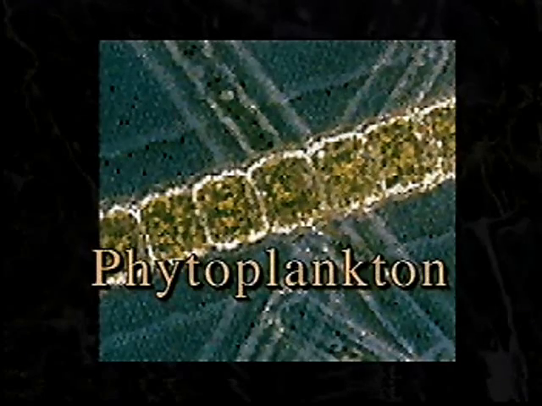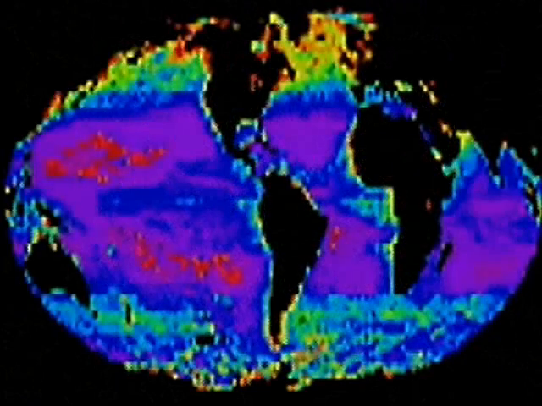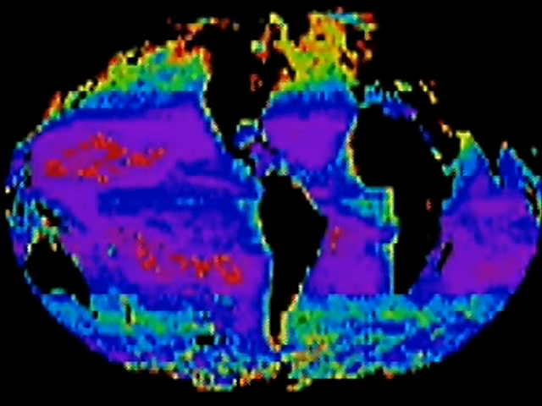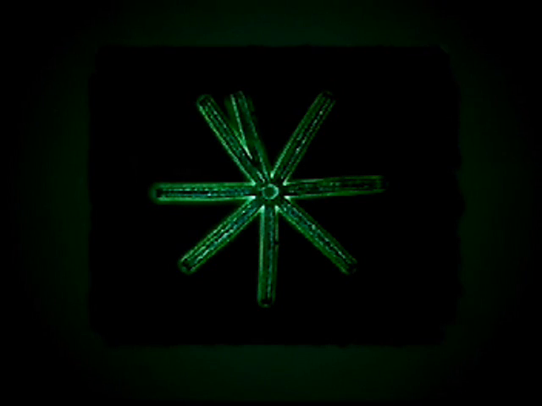Phytoplankton is one type. It is a mixture of microscopic plants. Phytoplankton is found in ponds, lakes, and throughout the world's oceans, as seen in various colors on this satellite image. It is a very important food source and is also responsible for producing oxygen.